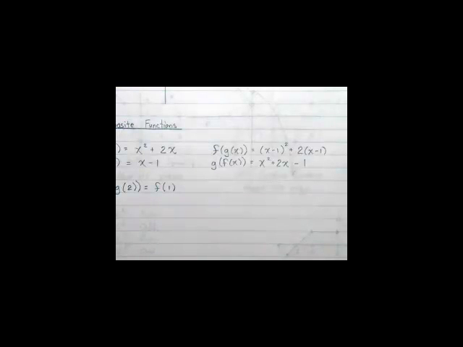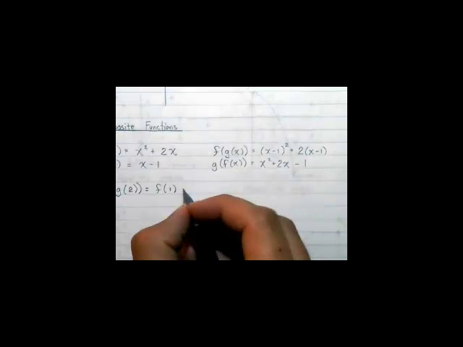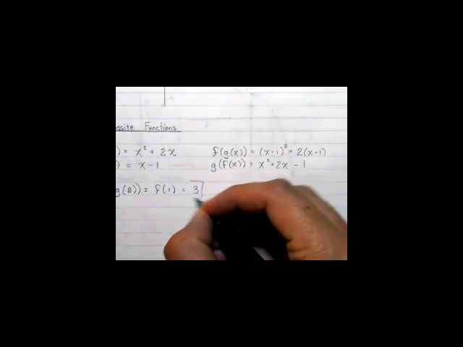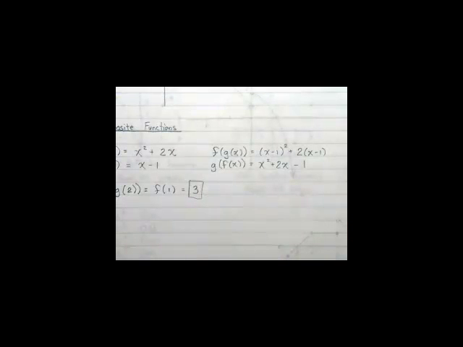So f of 1. And then we can just look at the f function. What is f of 1? 1 squared plus 2 times 1. What do we get? 3. Okay, so that is 3. So think of things kind of that way, and I think it makes it a little bit easier when you're crunching numbers.